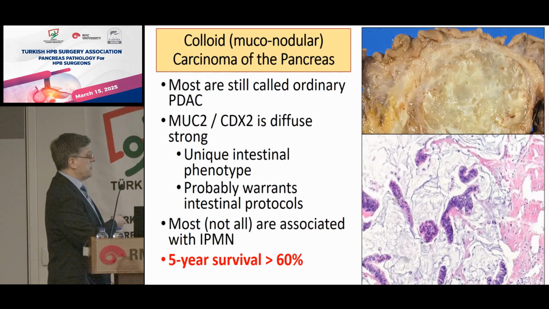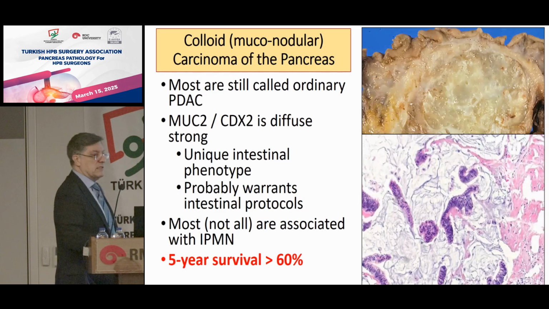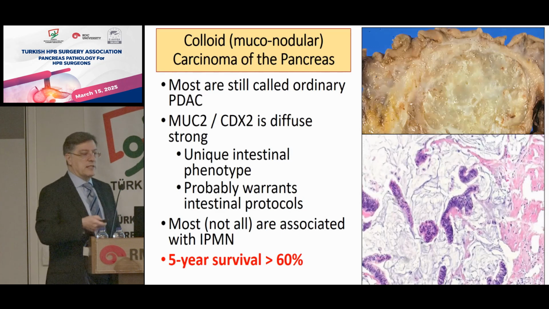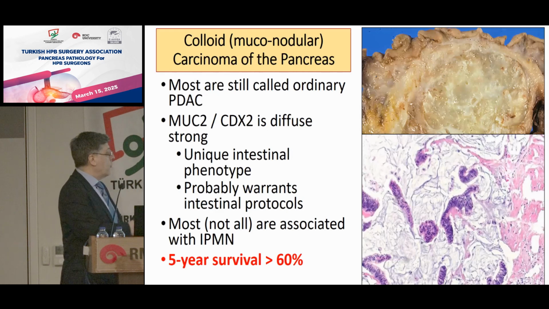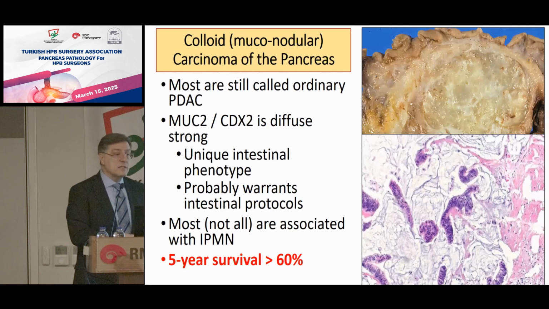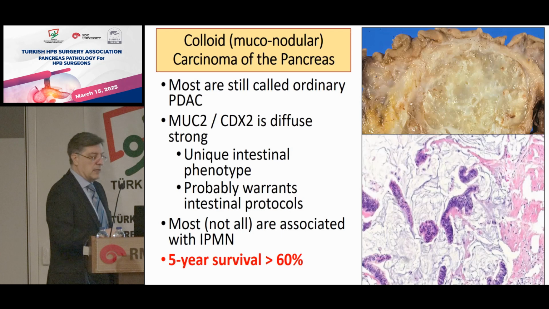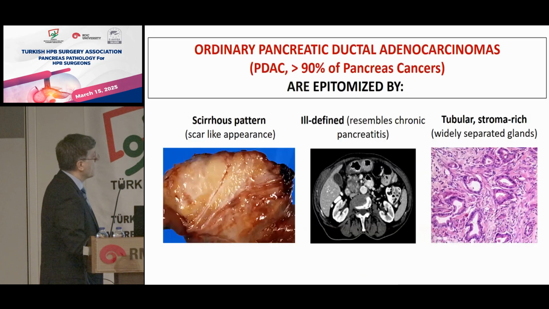They have MUC2 and CDX2, which are very good intestinal lineage markers, and we believe these need to be treated more like intestinal cancers, perhaps. Of course, there's no randomized study on this, but everything about them indicates they are intestinal type adenocarcinomas, and their 5-year survival is more than 60%. They often arise from IPMNs, so they become important in analysis of IPMN groups.